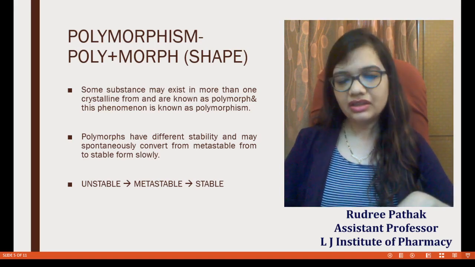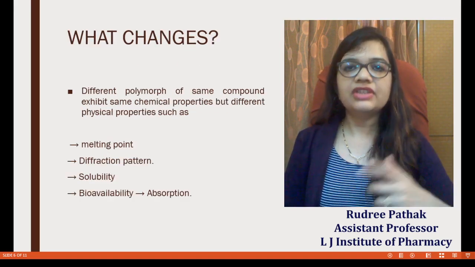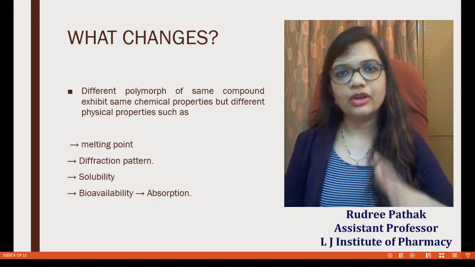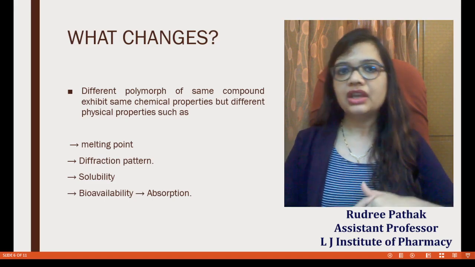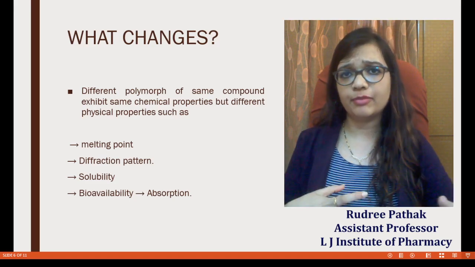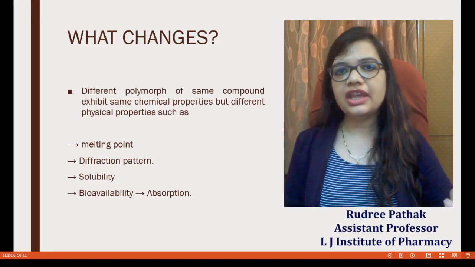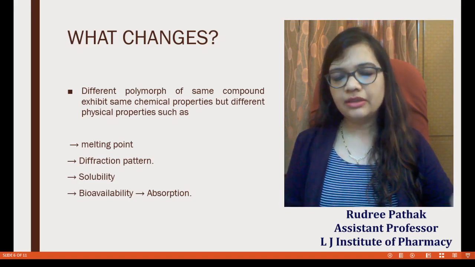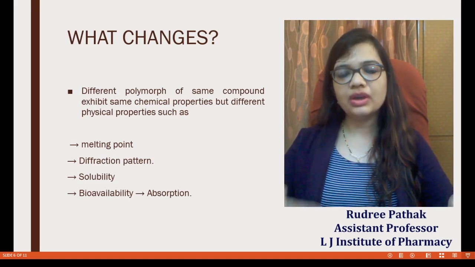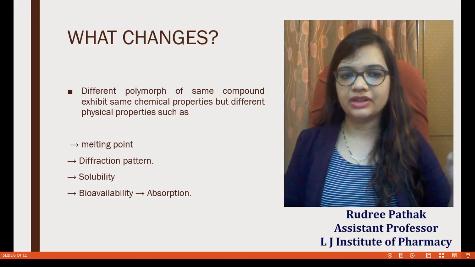Okay, so let's have a look at the properties which are going to change when polymorphism actually exists. Different polymorphs have different physical properties, same chemical properties. All the polymorphs will have different melting points. The point at which they are going to convert into liquid state, that is going to change. Okay, so melting point is different.